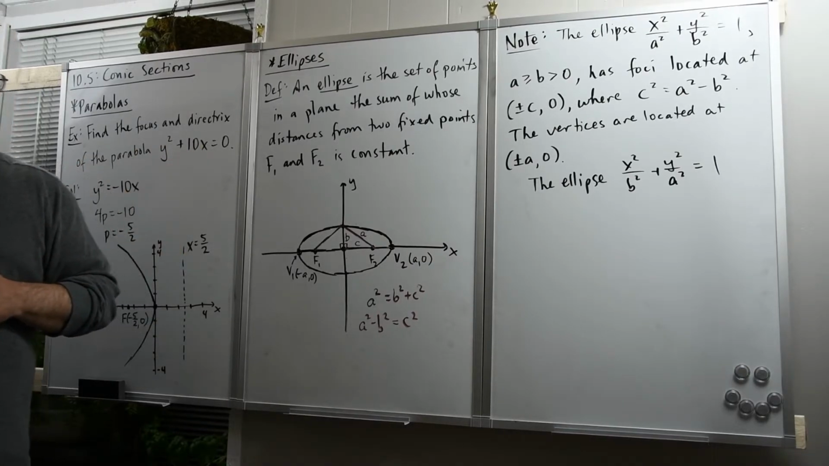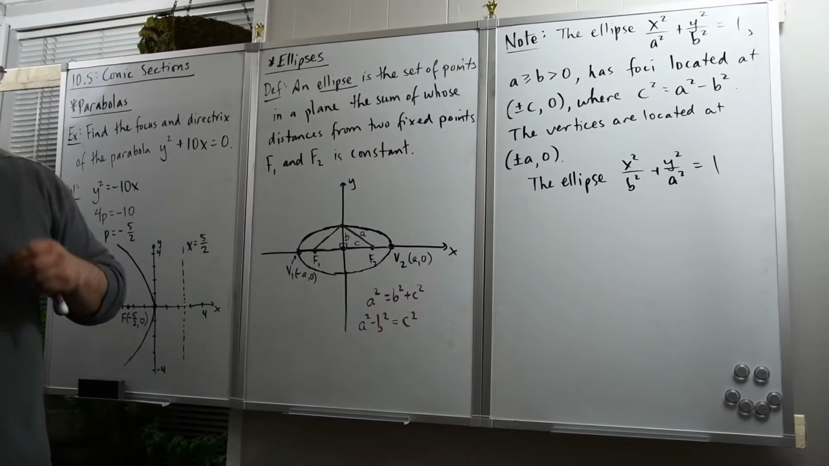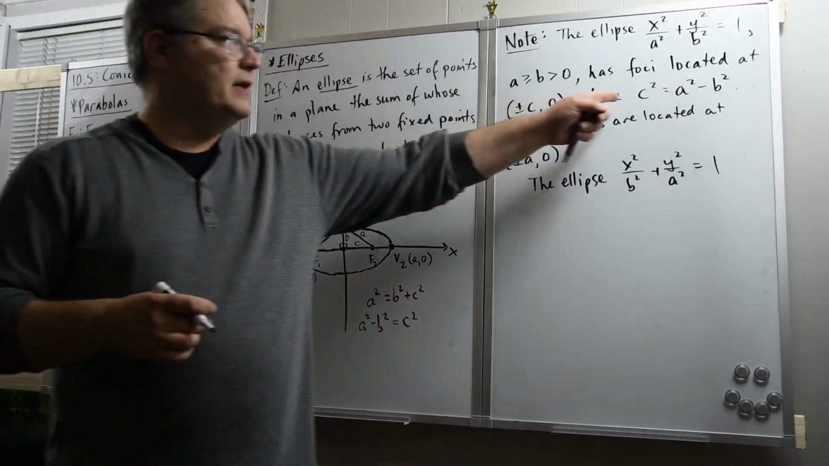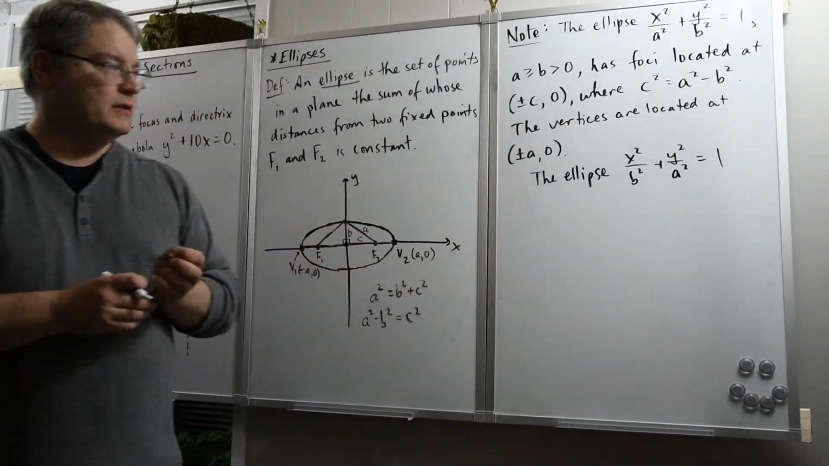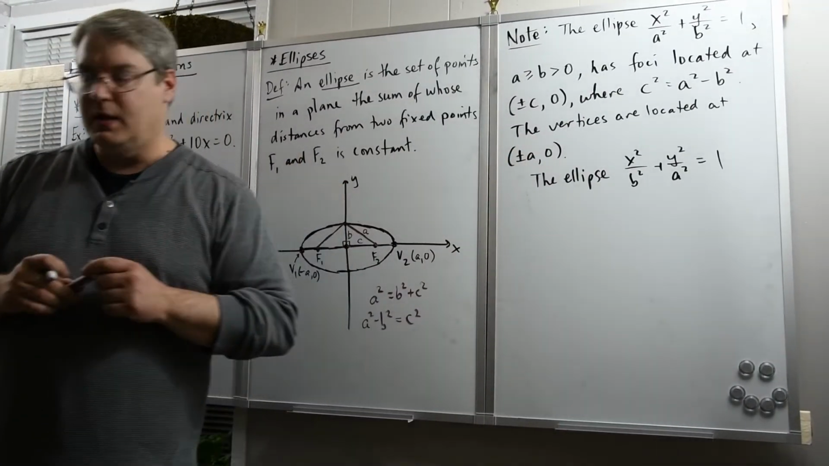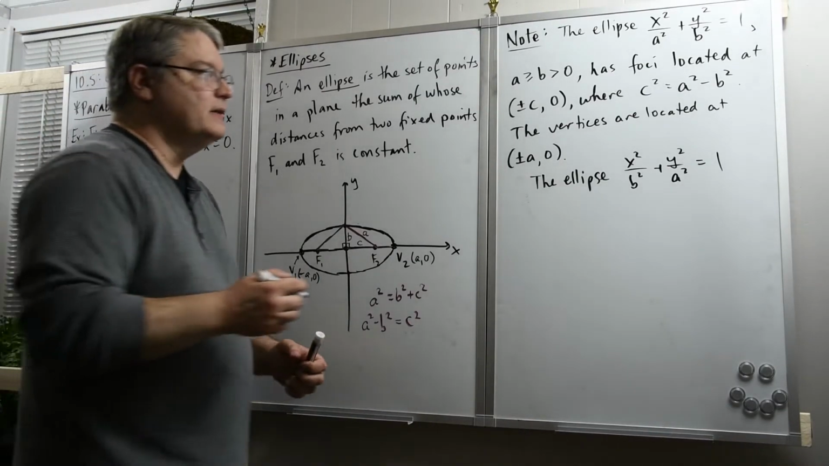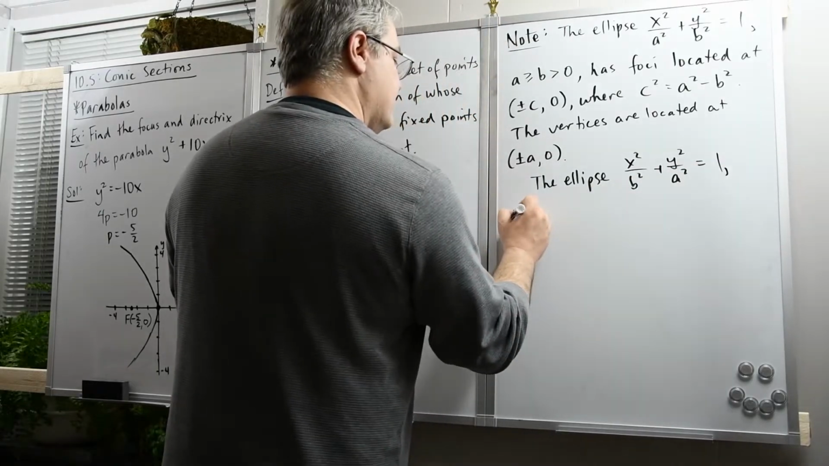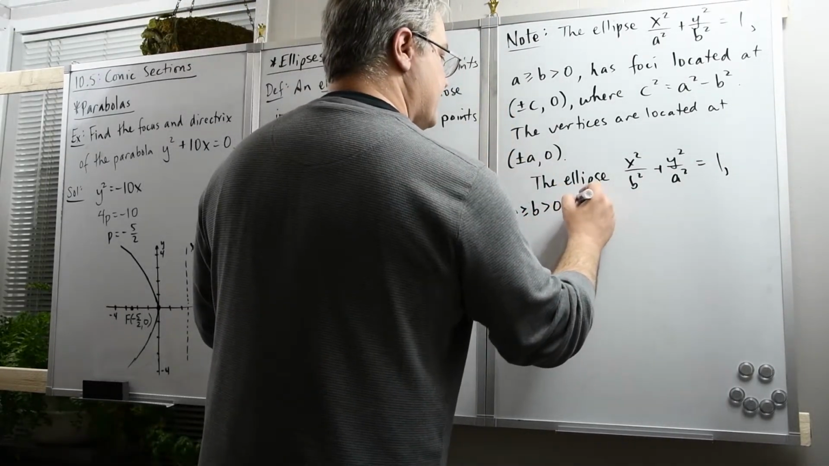Now, the foci will be located, instead of plus or minus c, 0, they'll be located at 0, plus or minus c. We'll still have this relationship between a squared, b squared, and c squared, but the vertices will be located at 0, plus or minus a. So that's pretty good. Now let's go ahead and write some of this out. We'll have, once again, a relationship between a and b.